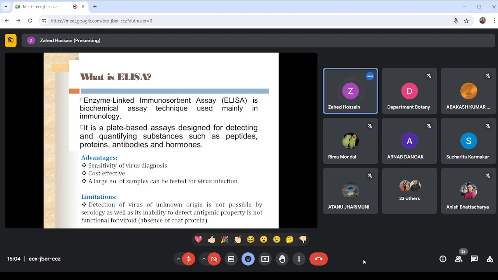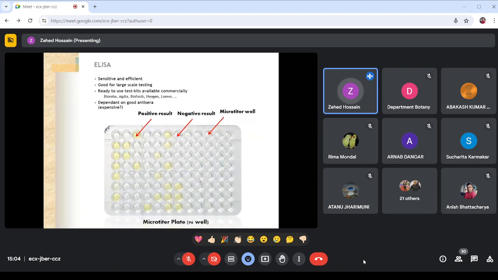But since this is basically an antigen antibody reaction, detection is based on the presence of the antigen. So a virus of unknown origin is very difficult, because you have to design the antibody, then apply the plant extract having that virus. In case of a virus of unknown origin, it is very difficult to know the nature of the coat protein. So it is difficult for ELISA to detect unknown viruses. And also viroids, there is no coat protein, so you can't detect viroids using the ELISA technique.